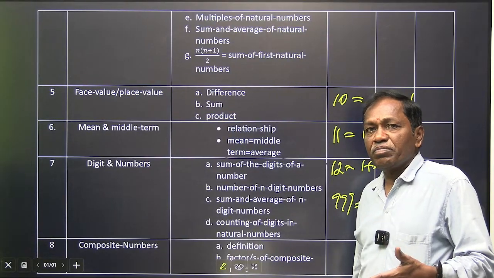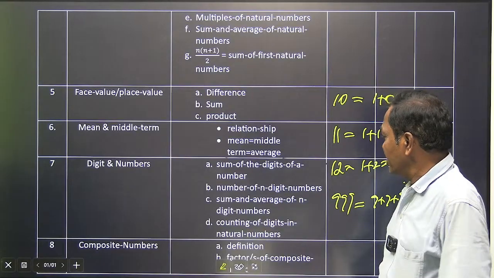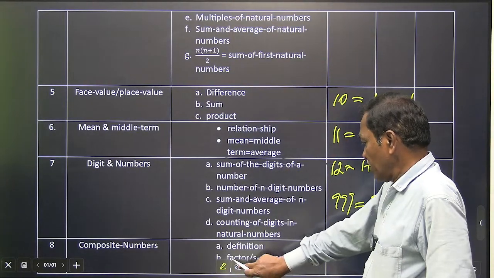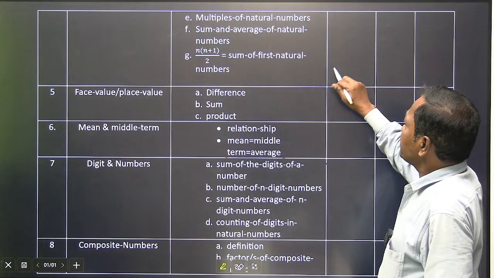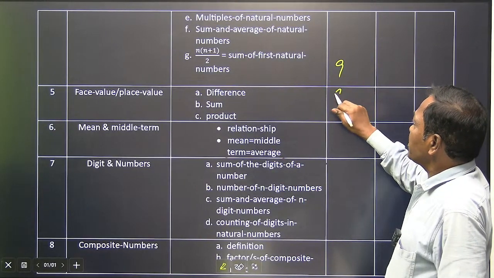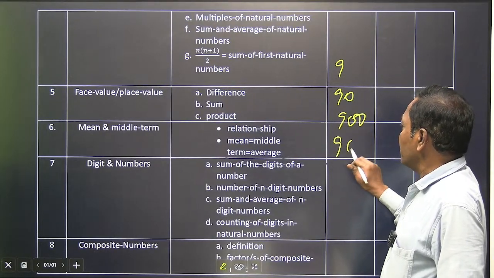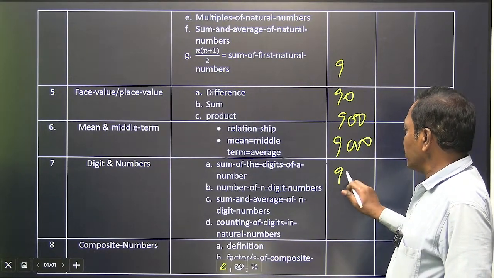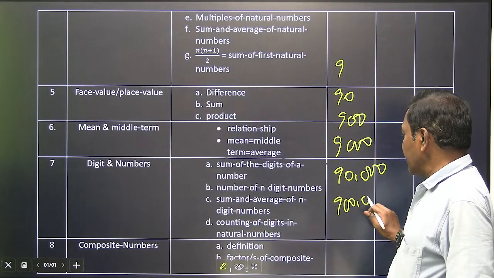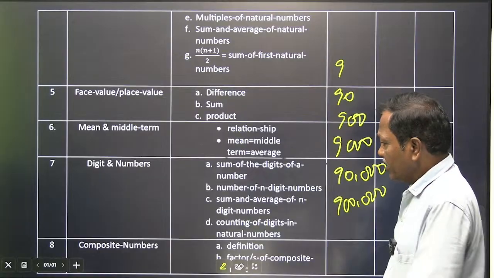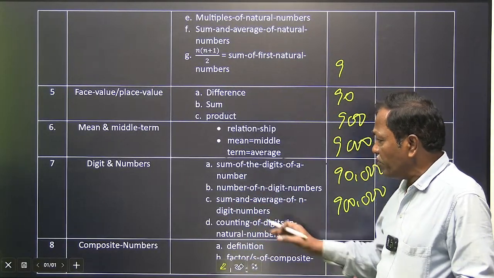How many 2-digit numbers are there? How many 3-digit numbers are there? How many 5-digit numbers are there? Say for example, 1-digit numbers are 9. 2-digit numbers are 90. 3-digit numbers are 900. 4-digit numbers are 9,000. 5-digit numbers are 90,000. 6-digit numbers are 900,000, and so on. Especially 5-6 questions will be asked from here.